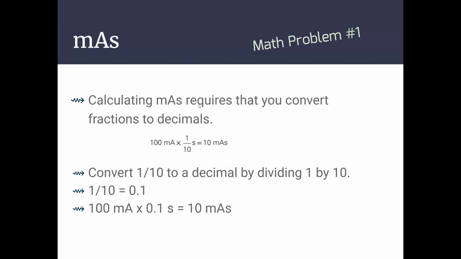So calculating mass requires that you convert fractions to decimals. So everybody knows how to do that. So 100 mA times 1/10 of a second is 10 mAs. So you convert the 1/10 of a second to a decimal by dividing 1 by 10, because it's 1/10 of a second. So 1/10 of a second converts to 0.1. So 0.1 seconds. That's your time conversion in a numerical value. So 100 mA times 0.1 seconds gives you 10 mAs.